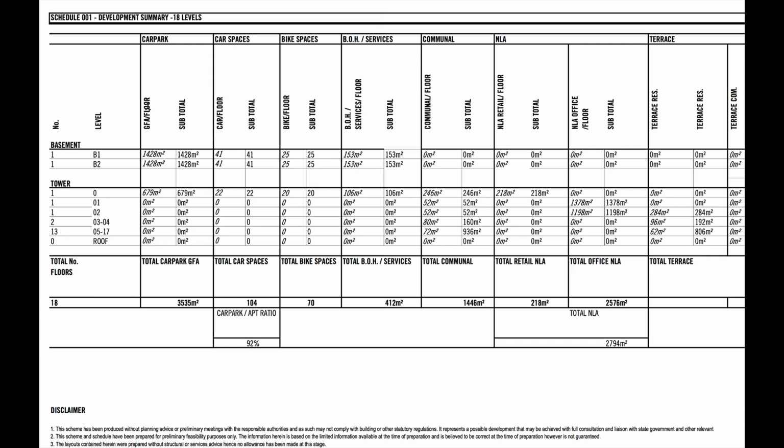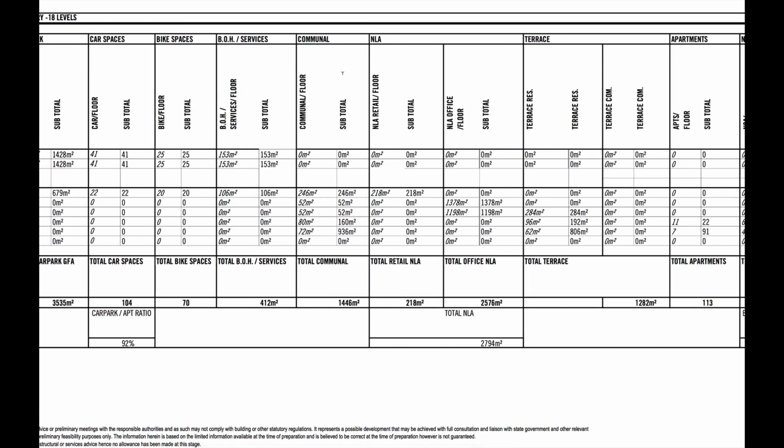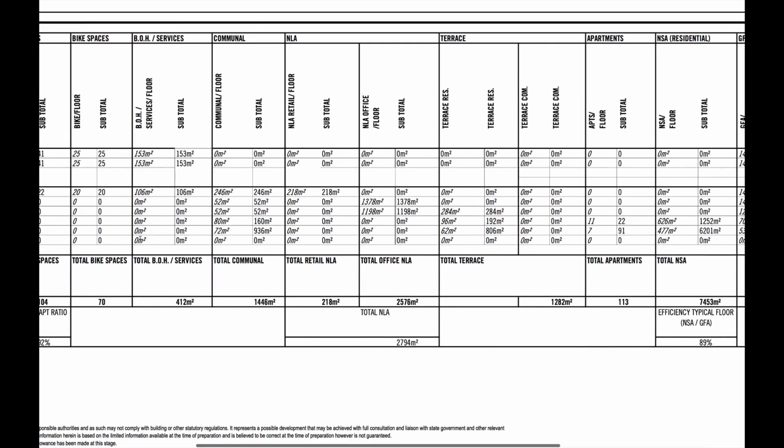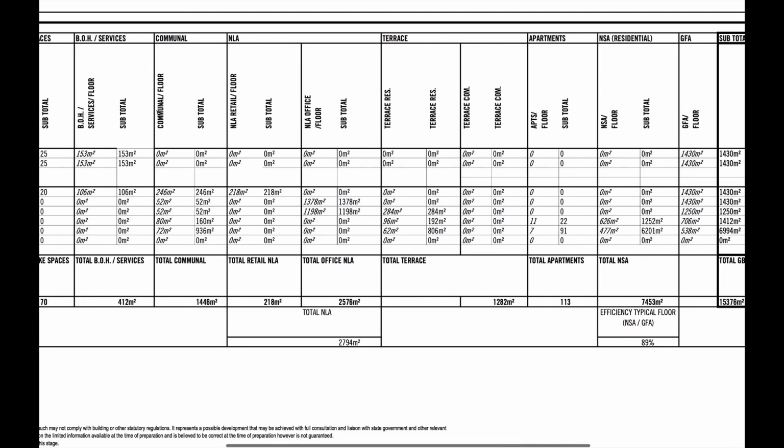So see how GFA at floor, this is their gross floor area. They'll give you the subtotal of what it's going to be, and they'll give you the number of car spaces, bike spaces. They'll give you BOH. I can't remember what BOH means. I remember what it was, but I can't remember what it was now. I'll have to find it out.